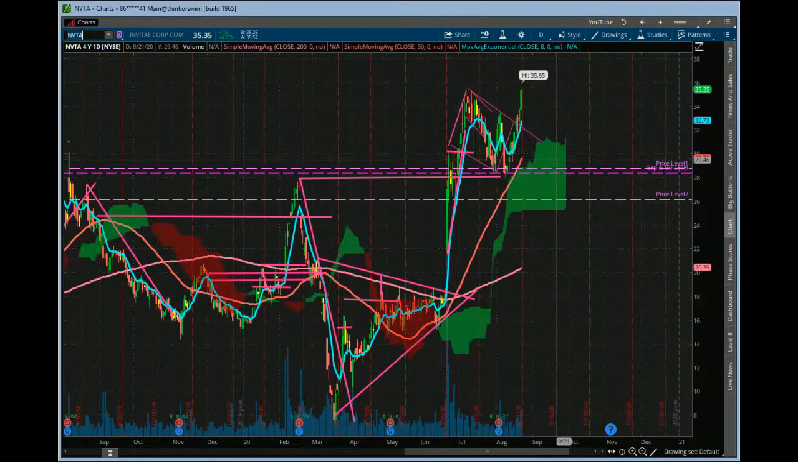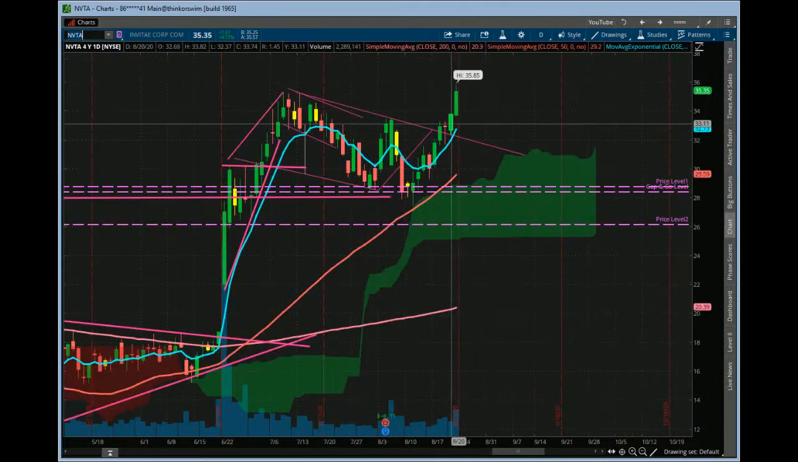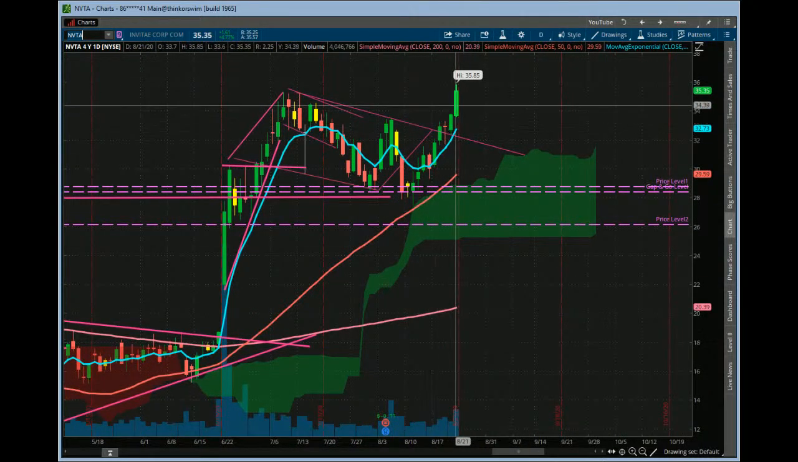NVTA. Breaking out, right? So there's that diamond pattern right here. We finally got out of these levels here. Again, not huge volume, but then Friday gave a nice push on that one. So nice move there on NVTA.